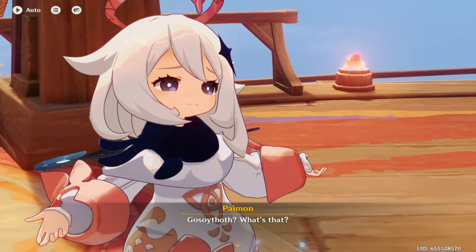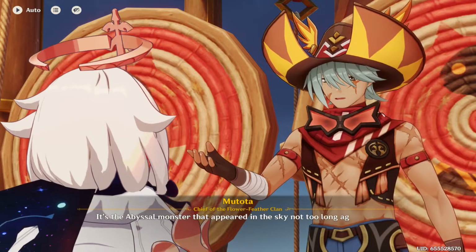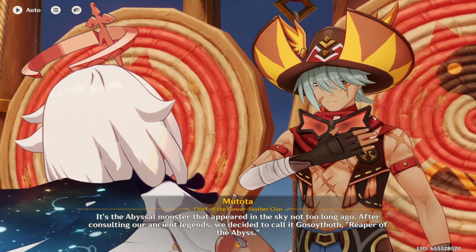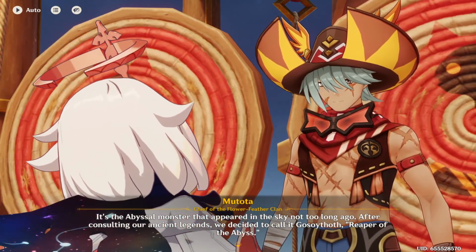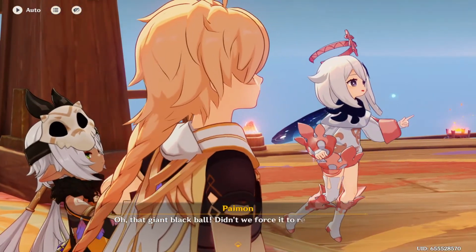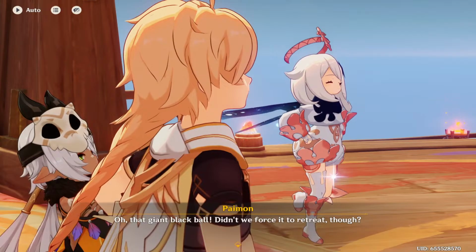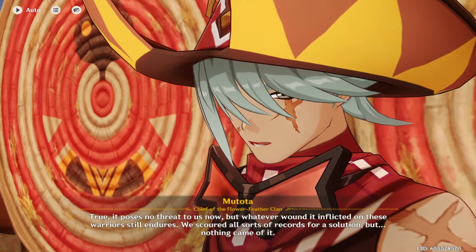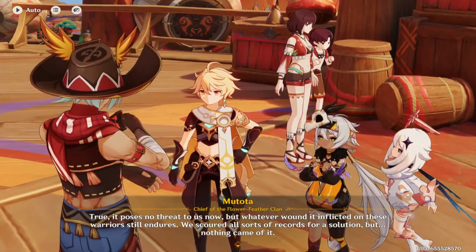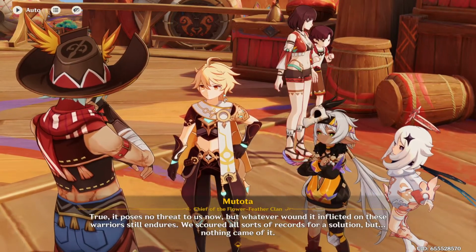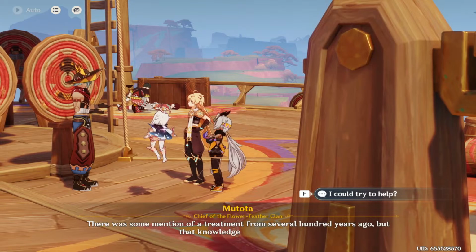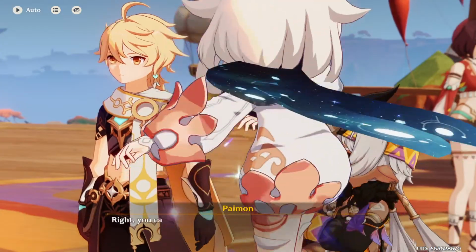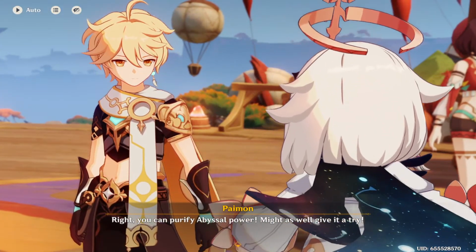Gasoithoth? What's that? It's the abyssal monster that appeared in the sky not too long ago. After consulting our ancient legends, we decided to call it Gasoithoth, Reaper of the Abyss. Oh, that giant black ball? Didn't we force it to retreat, though? True. It poses no threat to us now, but whatever wound it inflicted on these warriors still endures. We scoured all sorts of records for a solution, but nothing came of it. There was some mention of a treatment from several hundred years ago, but that knowledge is long gone. Right! You can purify abyssal power! Might as well give it a try!